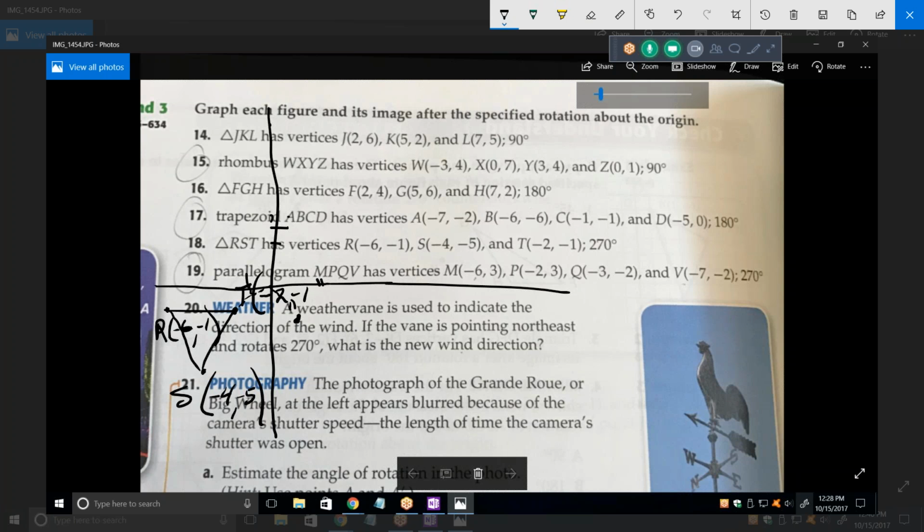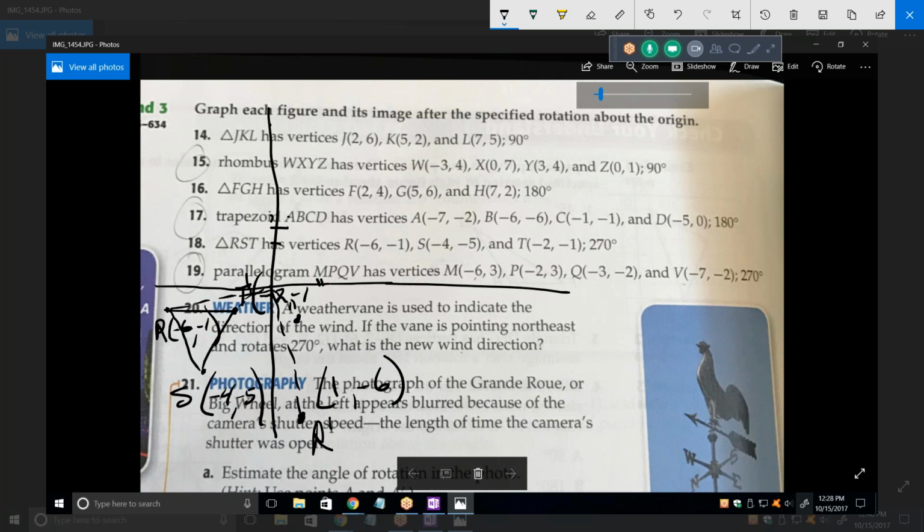Okay? R prime, if I connect the dotted line with R to the origin, I know that R is going to be down here, right? Yeah. So that's R prime. Now, because the numbers are so far apart, it's easy to figure out what they are. What do they have to be? 1, negative 6.